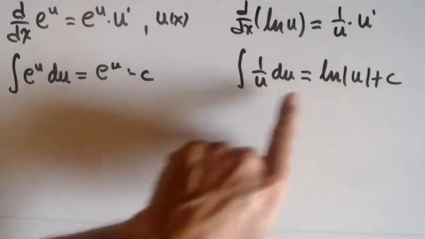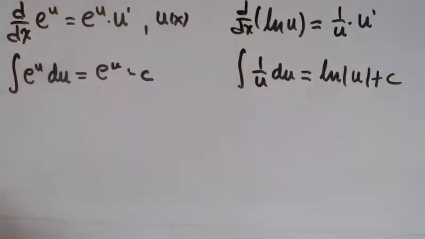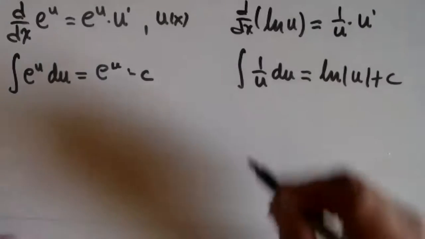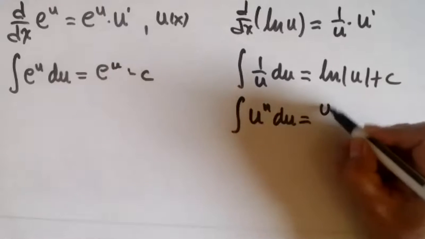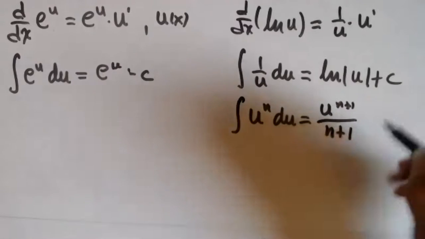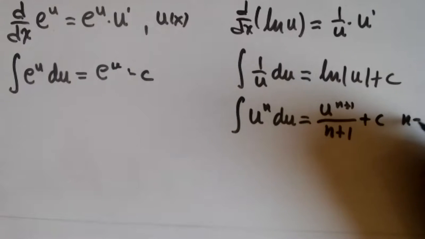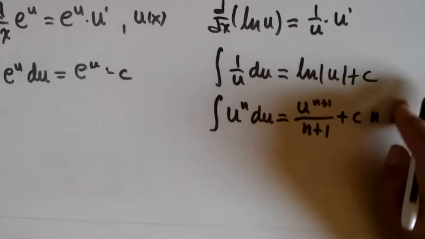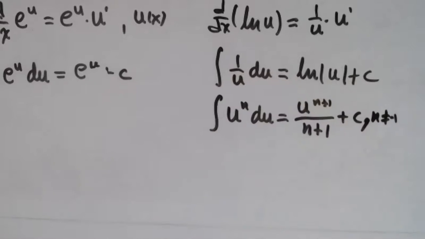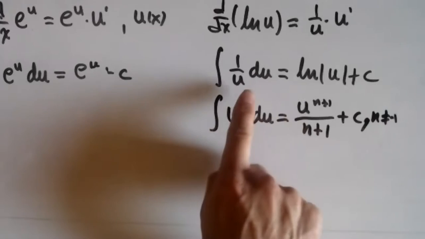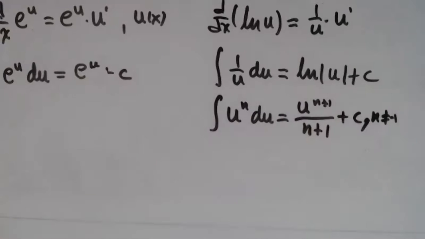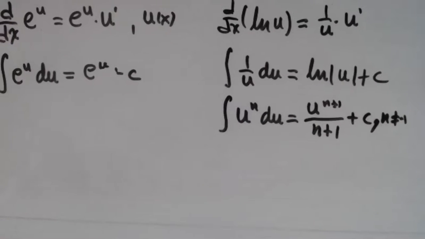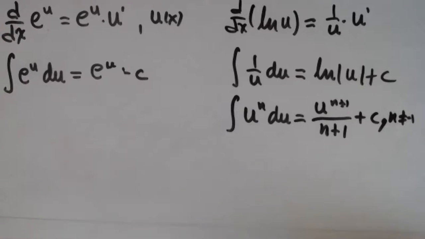We are using this ln to find the one, the hole we had in our power rule. Remember, our power rule was the integral of u to the n du is u to the n plus 1 over n plus 1, plus c, provided that n was different than -1, correct? That was the condition. So we had this gap in our rule, but with the natural log, we fill the gap. So we have the integral of all the powers we can find. This is what we are going to do today.